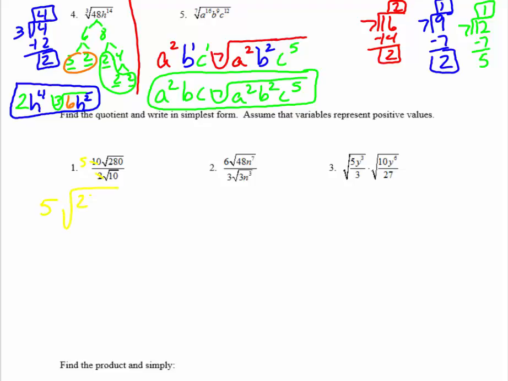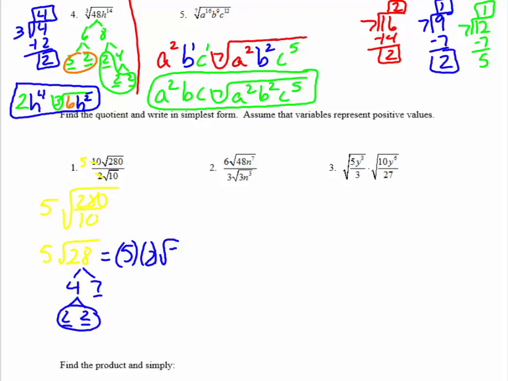Putting them underneath the same radical, I get the 280 divided by 10. So when I reduce 280 over 10, I get 5 times the square root of 28. Now I need to do the factor tree. 28 is 4 times 7, 7's prime. 4 is 2 and 2, and the 2 is now prime. I circle a pair because I'm looking for pairs, because my index is a 2. The 5 is going to be on the outside, a 2 comes out, and a 7 is going to be left. So my final answer is 10 square root of 7.